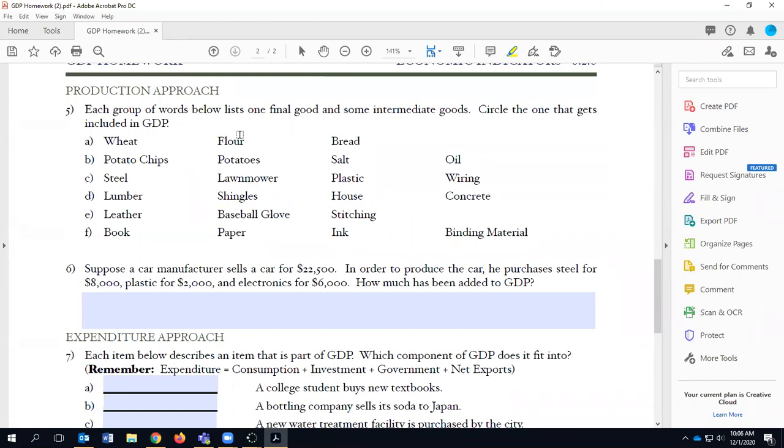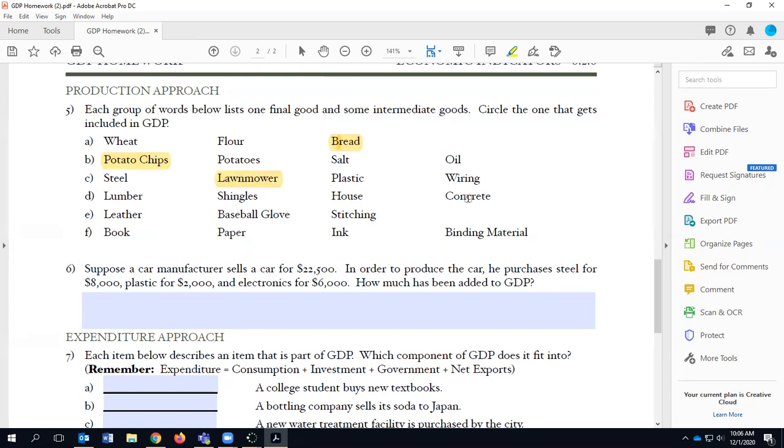Flour is the final product? Bread. It's bread. All right, letter B, potato chips, potatoes, salt, or oil? Potato chips. Letter C, steel, lawnmower, plastic, or wiring? Lawnmower, it's the final product.